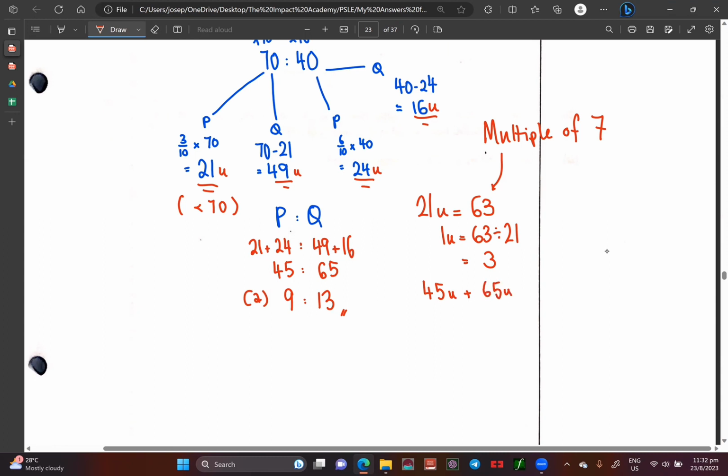Where did I get all of this from? I got this from here. When you do that, you will get 110 units. So the largest possible will be 110 units, and that will be 3 times 110. We'll get an answer of 330. And this is my answer for B. 330 is the largest possible number of students taking part in the quiz.